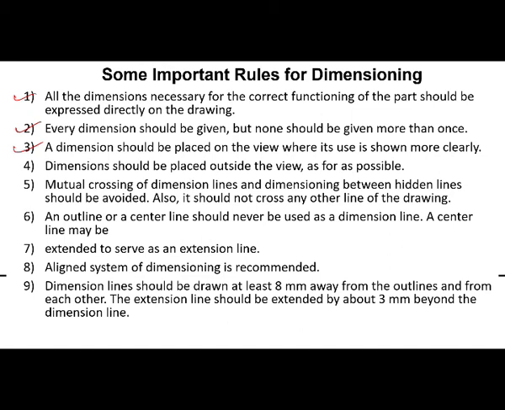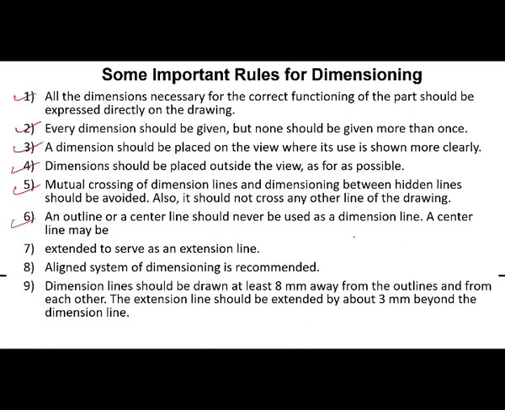Third, a dimension should be placed on the view where its use is shown more clearly. Dimensions should be placed outside the view as far as possible. Like this, we cannot dimension inside the views. We have to give it outside here. Mutual crossing of dimension lines and dimensions between hidden lines should be avoided. Also, it should not cross any other lines of the drawing. An outline or a center line should never be used as a dimension line. A center line may be extended to serve as an extension line.